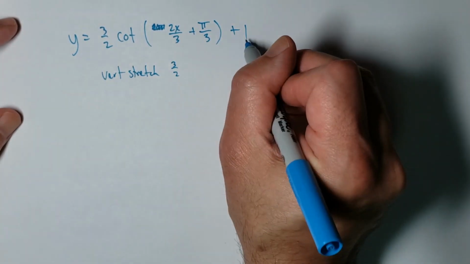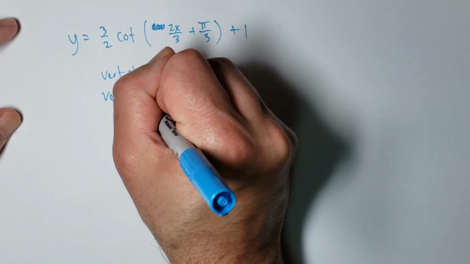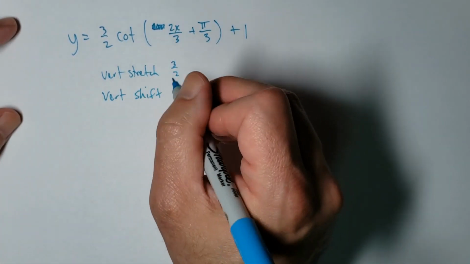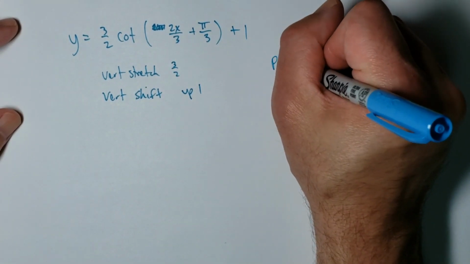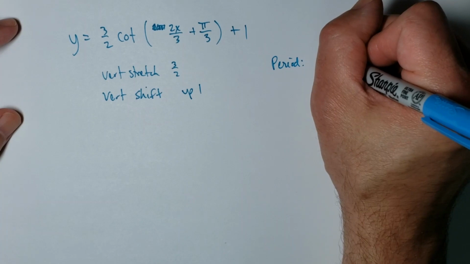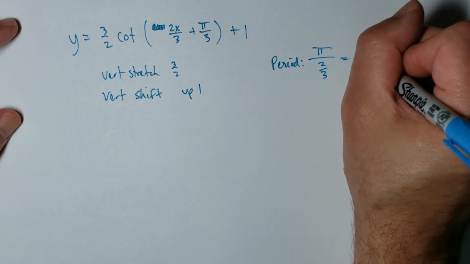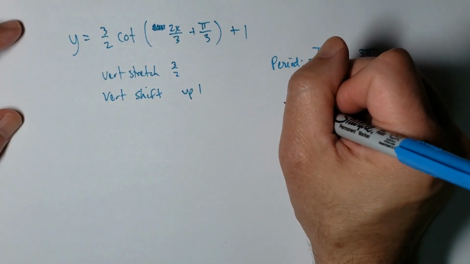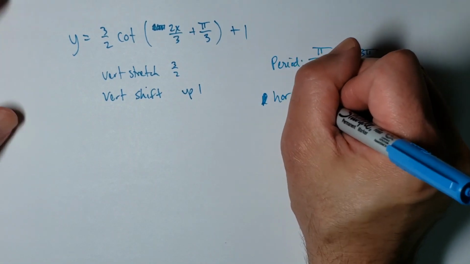The midline, we also don't call it the midline. We would say it's a vertical shift of up 1. So we don't say midline, we say it's just been shifted up 1. And then we need to find the period, which is going to be pi over 2/3, which will simplify to 3 pi over 2. That doesn't seem too bad. Guess we'll find out. And the phase shift is not a phase shift for these, because there's no phases.